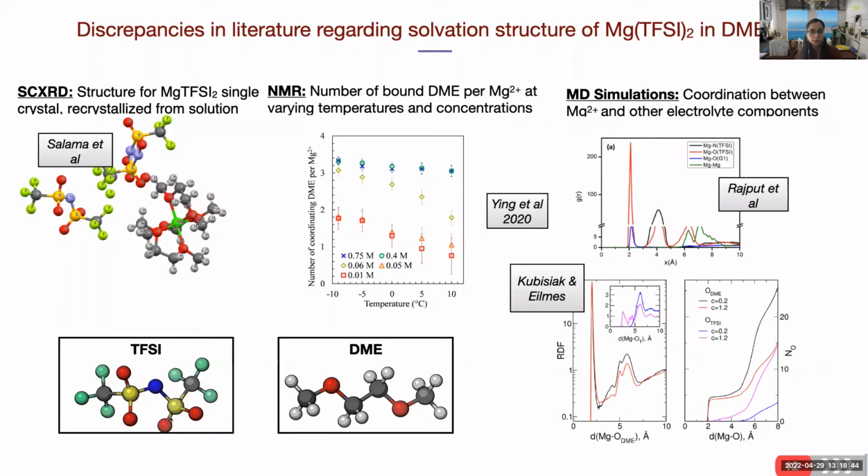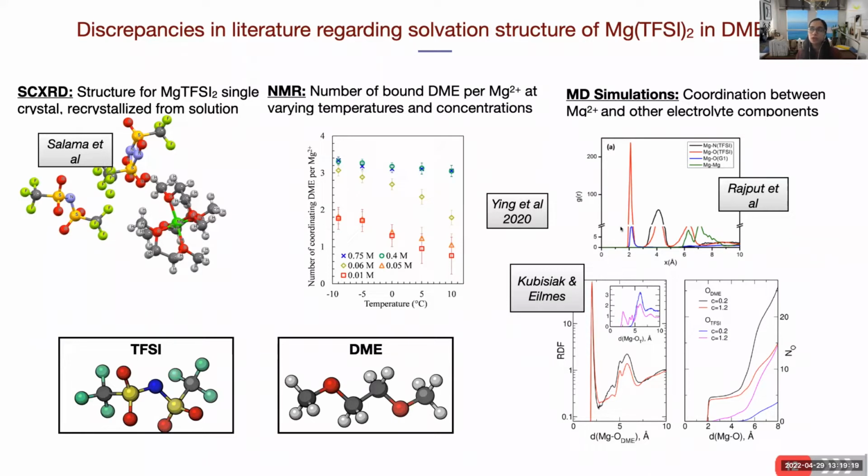So we use this workflow to study electrolytes that are relevant to battery applications. And I would like to give you an example of this magnesium TFSI salt dissolved in DME solvent. We chose this particular system because it has been studied extensively in the literature to identify its solvation structure, but there are several discrepancies. The previously reported SCXRD data suggest formation of solvent-separated ion pairs, which means magnesium is completely surrounded by solvent molecules. Okay?